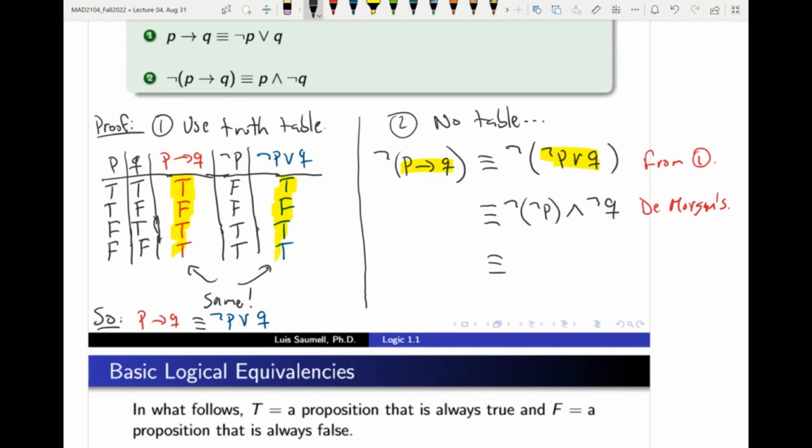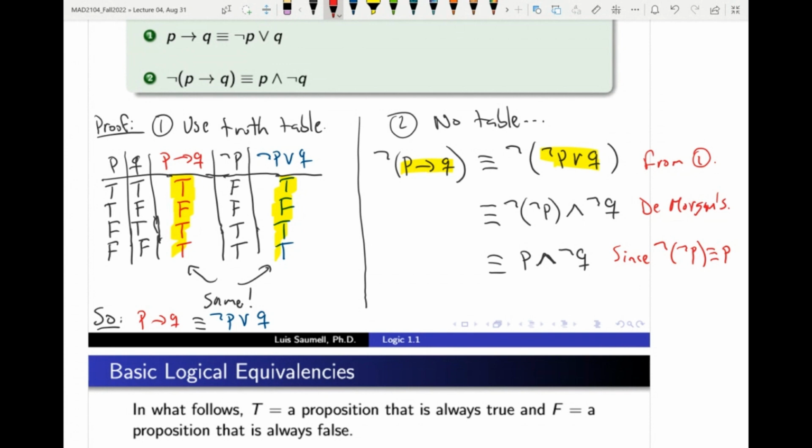So the negation of the negation of P is just P, and the other part just stays the same. Here we can say since the negation of the negation is just itself. And we're done, because we started with this and we ended with this, which is our right-hand side. So no need to do a table. We use what we already know in a sequence of equivalences.